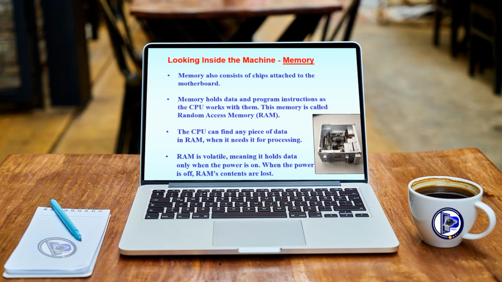Memory also consists of chips attached to the motherboard. Memory holds data and program instructions as the CPU works with them. This memory is called random access memory, RAM. The CPU can find any piece of data in RAM when it needs it for processing. RAM is volatile, meaning it holds data only when the power is on. When the power is off, RAM's contents are lost.